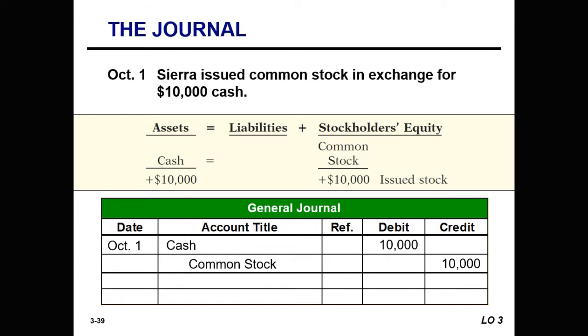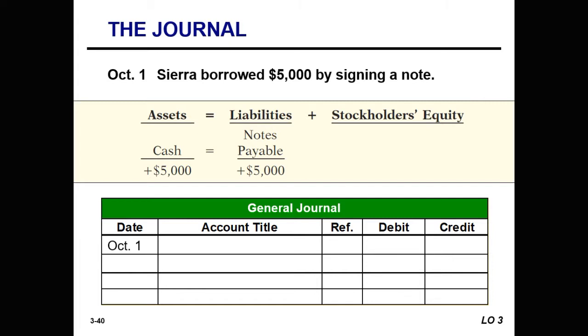We're going to look at the next transaction, the borrowing of $5,000 by signing a note, and look at how that would be entered as well. We start with cash increased. Remember, we've done this transaction analysis already. Our cash increased, our notes payable increased. They both increased by $5,000, keeping the accounting equation in balance.